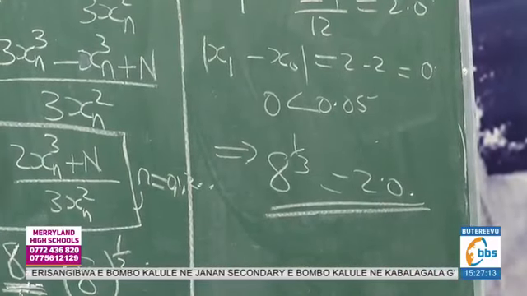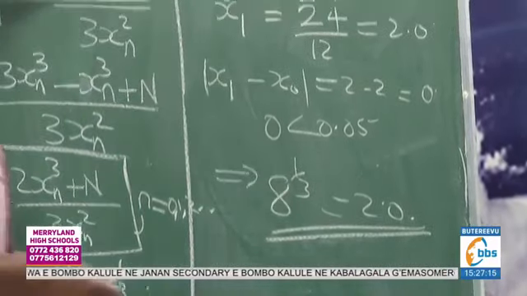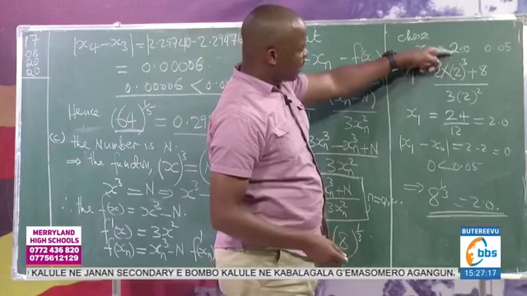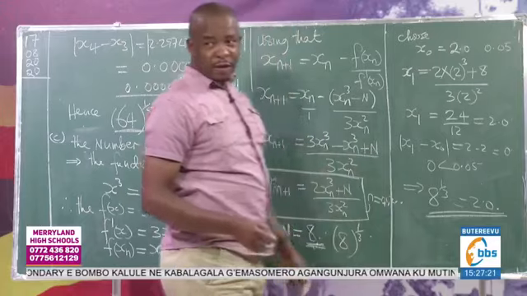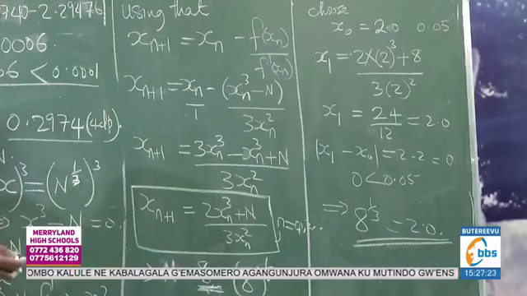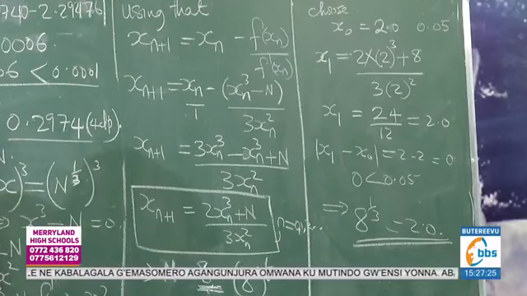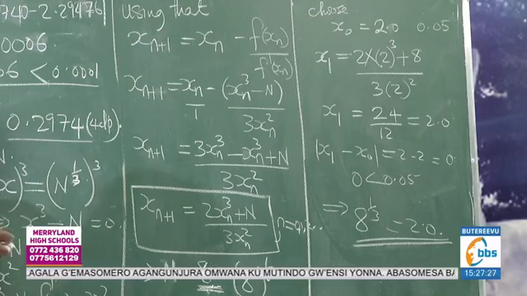But if someone took the first approximation as 1 or 1.5, then you would have very many iterations before it converges to the answer.